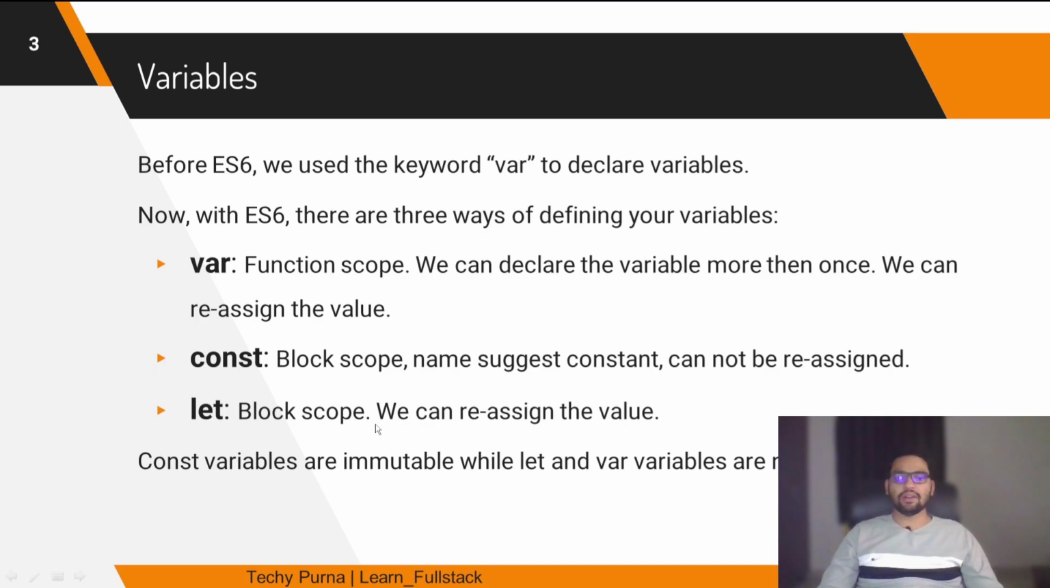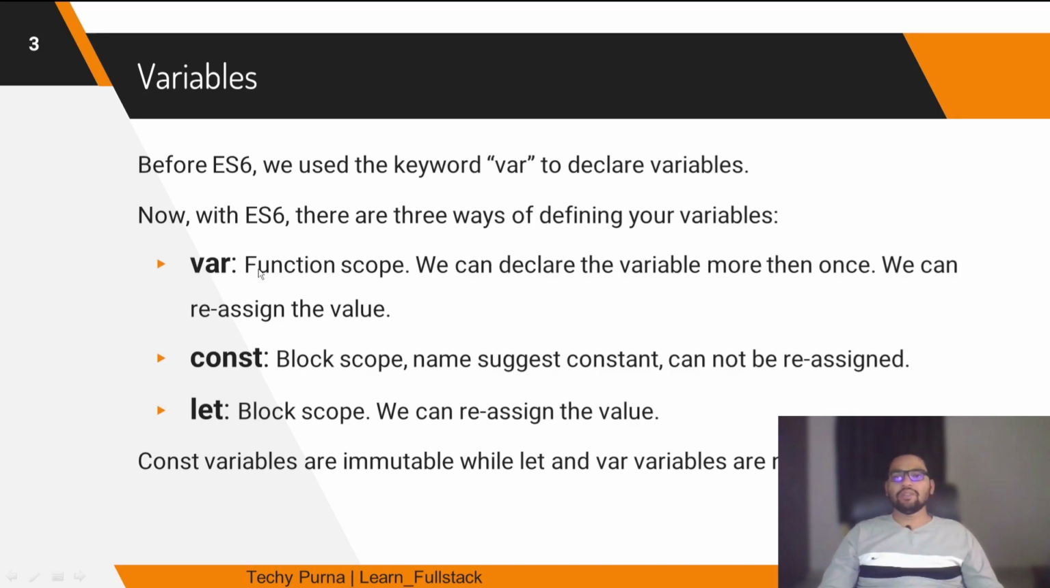And let, we can reassign the value, but we cannot redeclare the variables. Like var can be redeclared also, right? But const and let we cannot redeclare. Okay, so you can understand this point, right? The const variables are immutable, while let and var variables are not. Yes, so const variable, once it is assigned, you cannot change it, so unchangeable. But while let and var can be changeable.